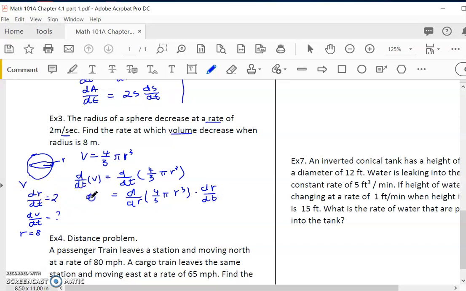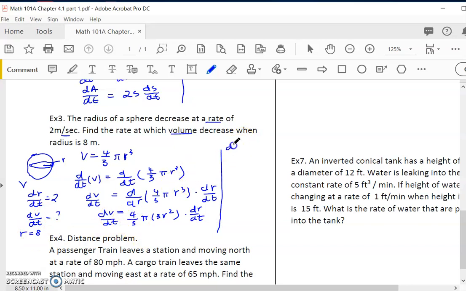So dv/dt is good on this side because we only have v. What would this become? 4/3 pi is just a constant multiple. So we say 4/3 pi times 3r squared. They're usually easy derivatives. And then dr/dt. So this is the related rate equation. The original equation is this one. This is the related rate equation. Now we're ready to find dv/dt because that's the unknown. And it just happens that we plug it in.